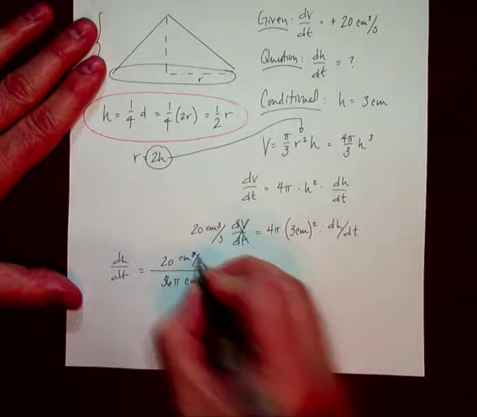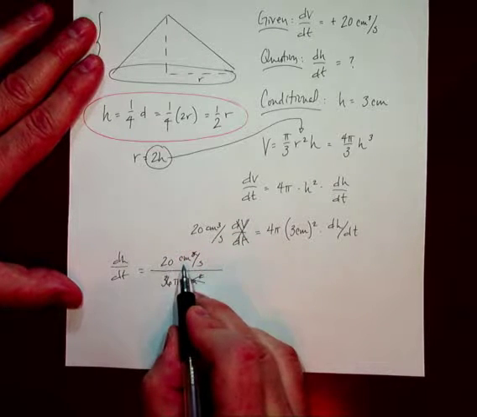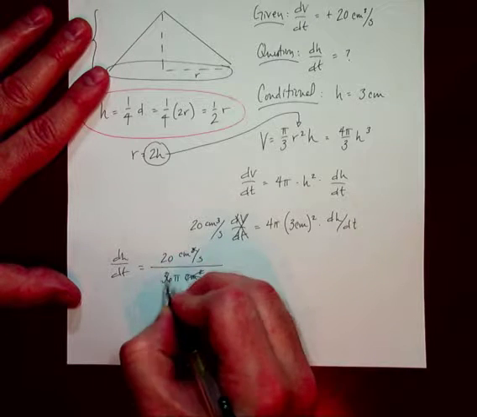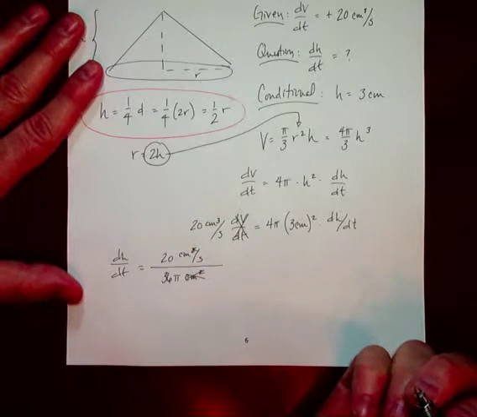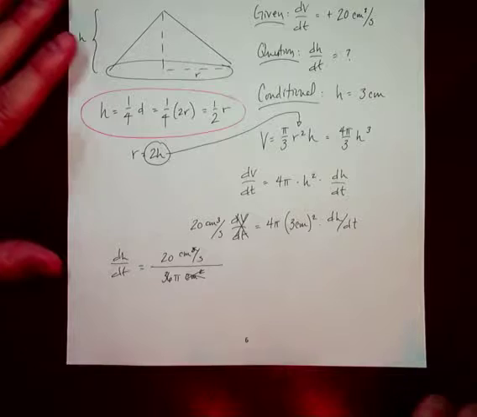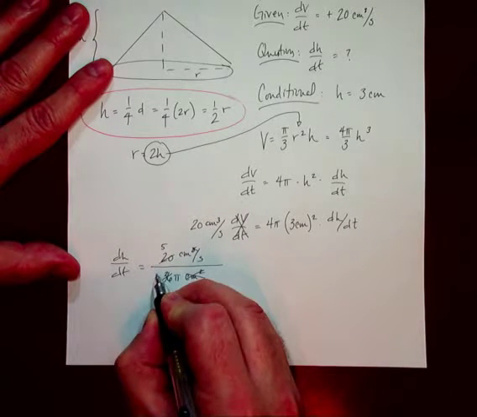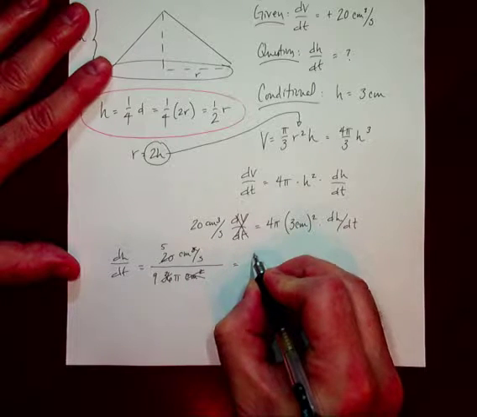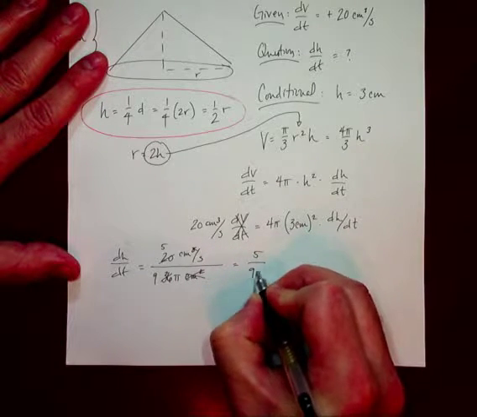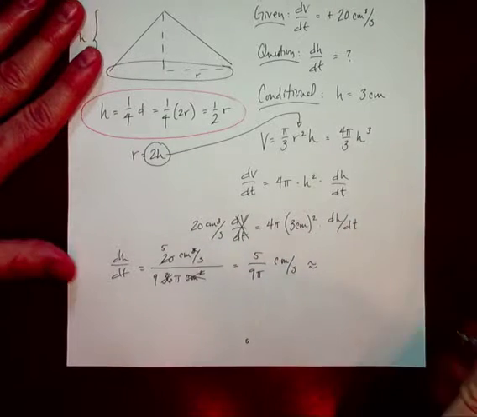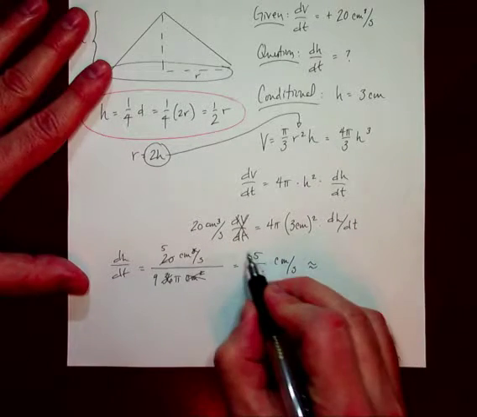Well, the centimeters squared can be canceled with 2 of the centimeters from that right there. The 20 and the 36 obviously both have 4s as a factor. So that's going to be 5, that's going to be 9, and what I have is 5 over 9 pi centimeters per second. And if you want a decimal approximation, you can go ahead and plug it into your calculator and get it.